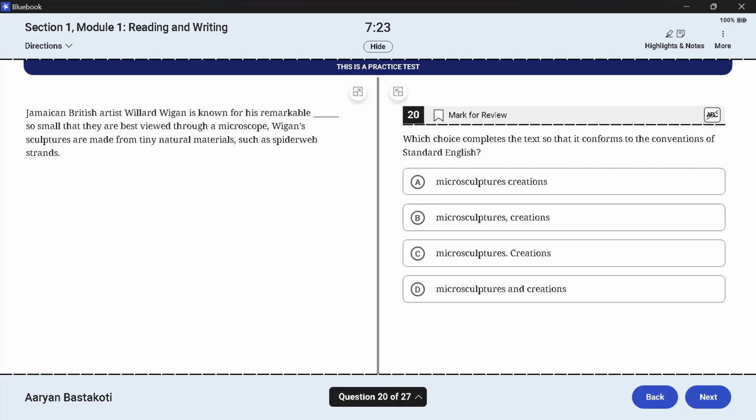And Jamaican British artist William Wigan is known for his remarkable microsculptures, creations so small that they are best viewed through a microscope. Wigan's sculptures are made from tiny natural materials such as spiderweb and strands. For his remarkable microsculptures, I know. Now, the creations so small that they are best viewed through a microscope seems like the unnecessary part. So yeah, this comma needs to separate both sides.